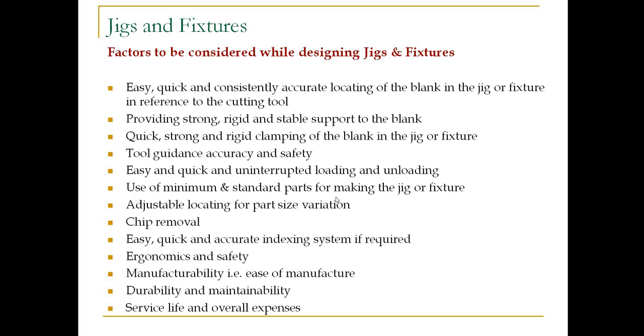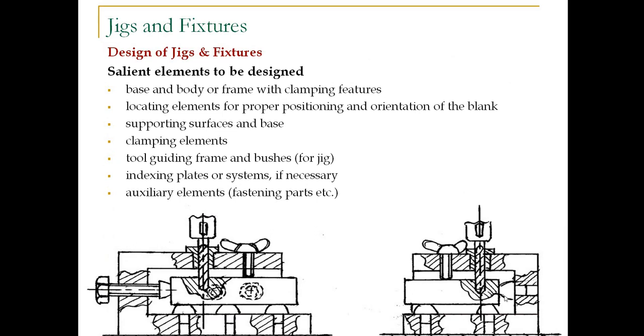Use of minimum and standard parts for making the jigs or fixtures. There are certain standards for designing locating pins: how many locating pins, supporting pins, clamping pins, fasteners and auxiliary elements you will be using. It is not that you will be using hundreds of parts, as that will make your process or operation more complicated. So minimum and standard parts should be used for jigs and fixtures. Adjustable locating for part size variation. If the part varies each and every time, then the locating should be adjustable. The locating pin provided here should be adjustable.